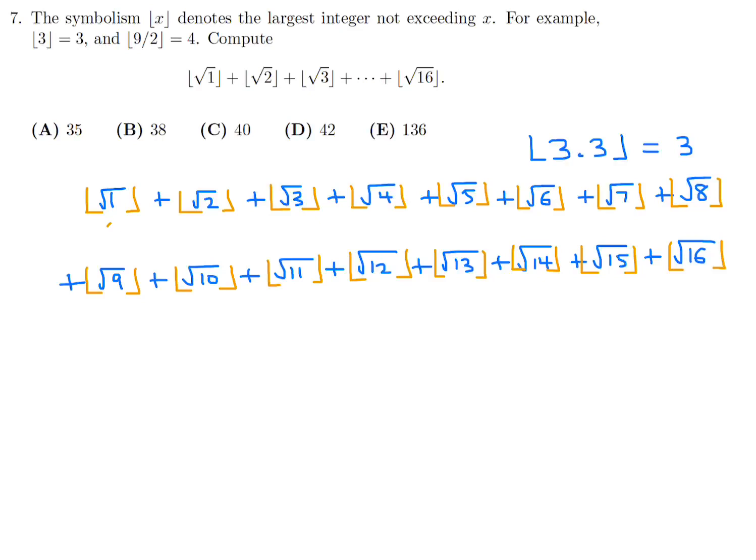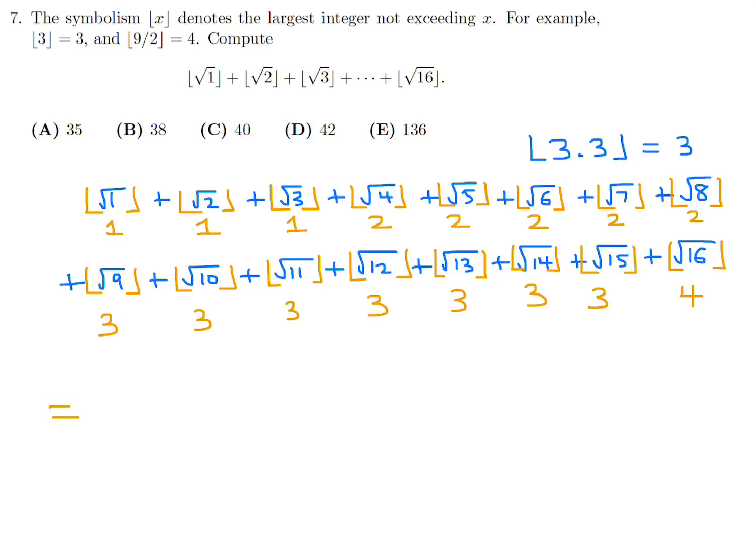Square root of 1 is 1, bracket will be 1. Square root of 2 is about 1.4, and if you take that bracket, it will be 1. Square root of 3 is 1.7. Chop off the decimal point, you get 1. Square root of 4 is 2. Square root of 5 is 2 point something, so that will be 2. Square root of 6, 2 point something, 2, 2, 2. And then finally you get to square root of 9 is 3. Again, 3 point something, 3 point something, 3 point something, and so on until you get to square root of 16, which is 4. So that's basically how this is done.